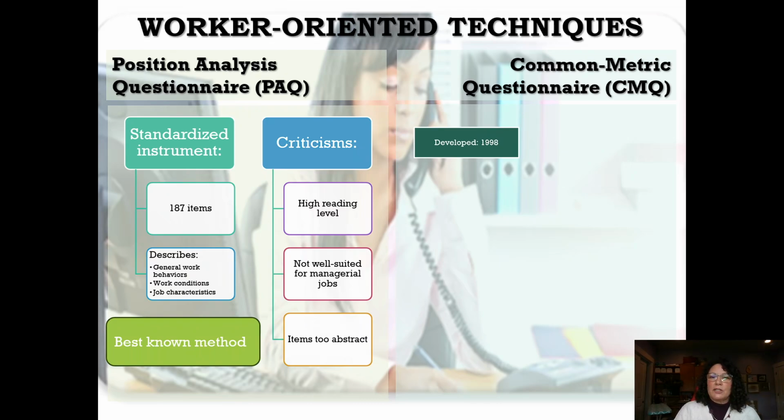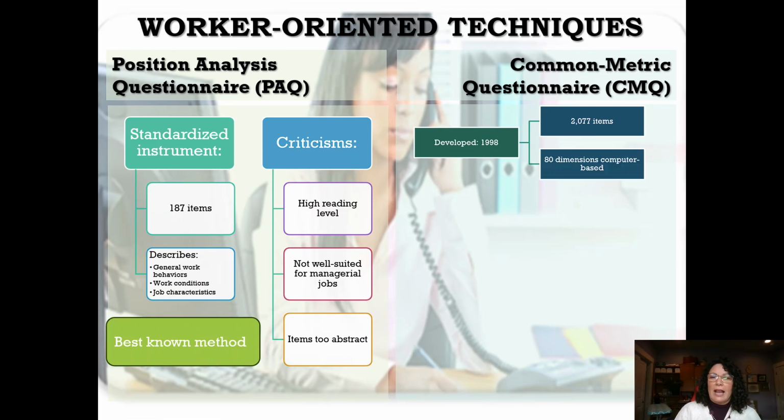The Common Metric Questionnaire was developed in 1998. So this is a more recent development. I'm not even sure of the year on the Position Analysis Questionnaire. It's been around since I've ever known of anything. So a long time. It was developed in 1998, but oh no, we're going the wrong direction. 2,077 items on this one.